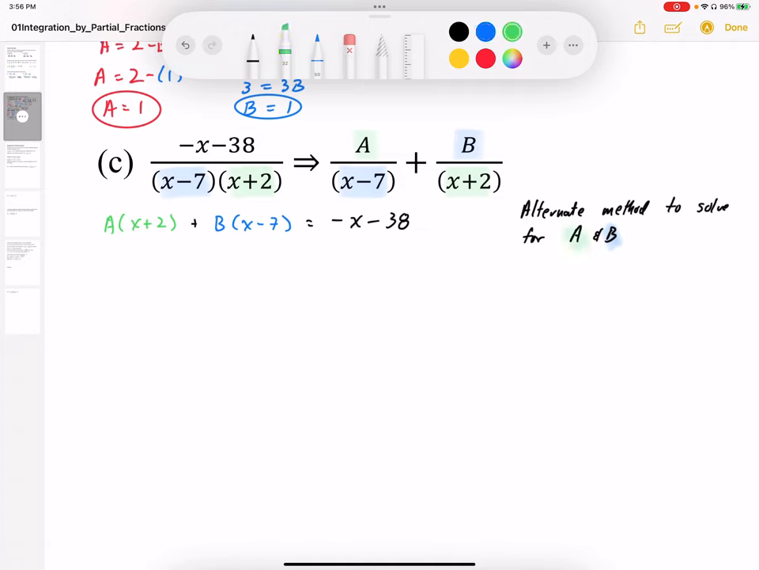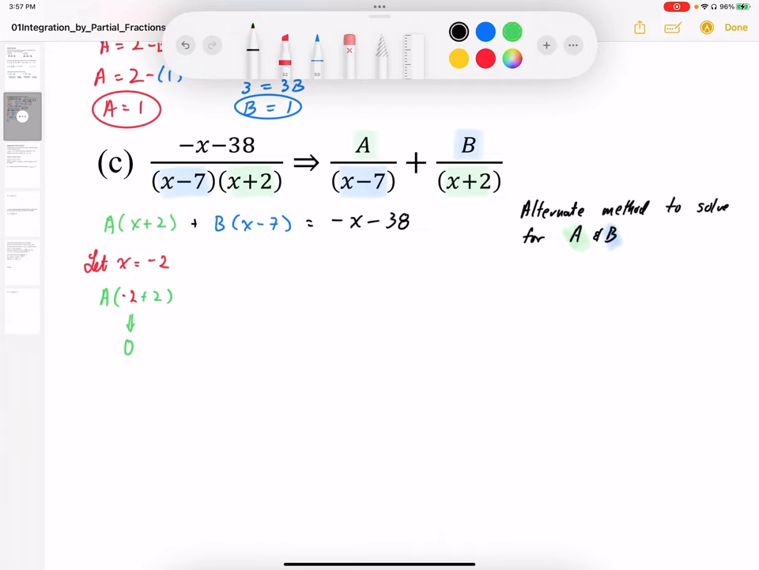Now what this involves is generating zeros. So I'm going to generate a zero by substituting values of x. So I'm going to let x equal negative 2. So what's that going to do? Well, if I do that, I'm going to end up with, in one bracket, negative 2 plus 2. And what that will do is generate an A times 0, so this ends up being 0.